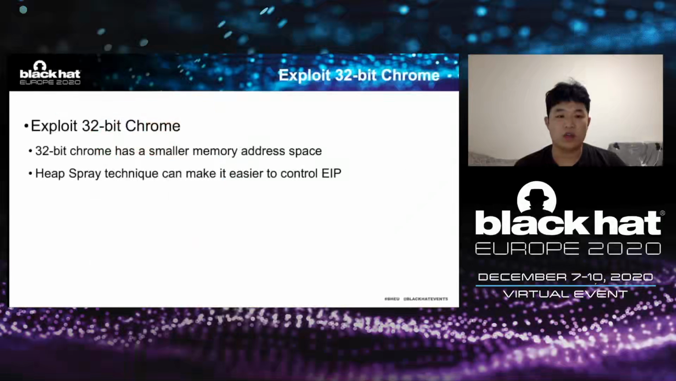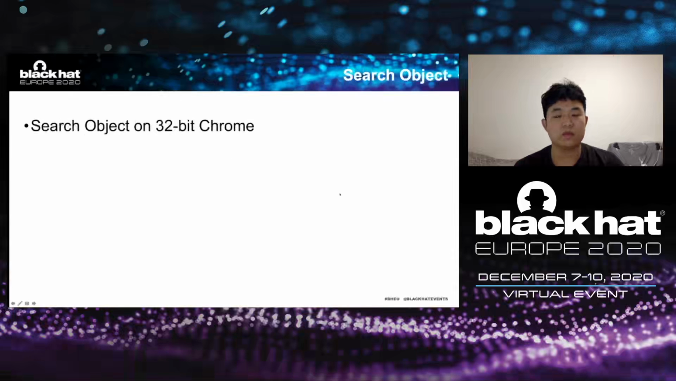We can try to exploit the 32-bit renderer. The 32-bit renderer has a smaller memory address space. The heap spray technique can make it easier to control EIP. The IDBOpenDBRequest object under 32-bit no longer meets our requirements. We need to find a new suitable object in the 32-bit renderer using the SIM13 method.